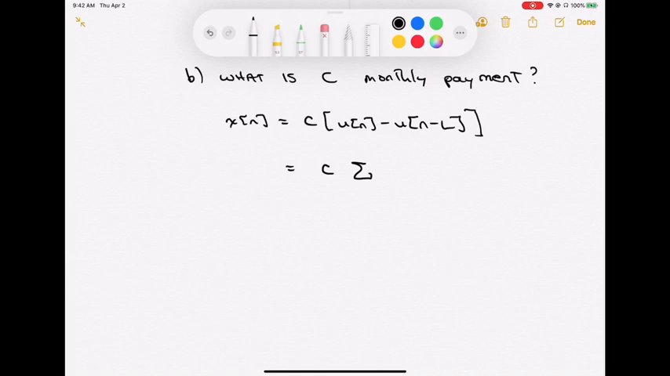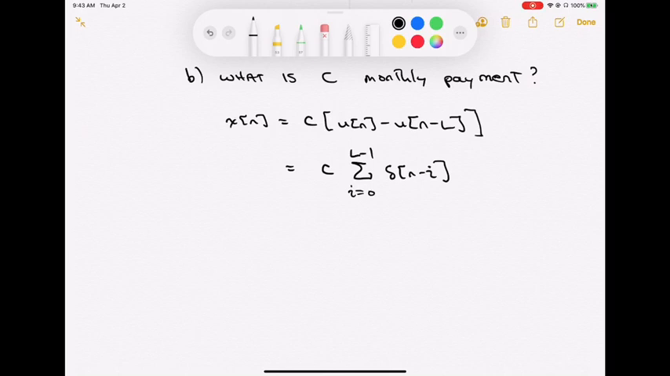I'm not going to write this as a difference of unit steps. I'm going to write this as a bunch of delta functions. So I'm going to let this be a sum going from 0 to L minus 1, a total of L, and I'm going to have all of those different delta functions, each with some weight C. So these two expressions are the same. C times the quantity u[n] minus u[n minus L] can be represented as C times the summation from 0 to L minus 1 of delta[n minus i].